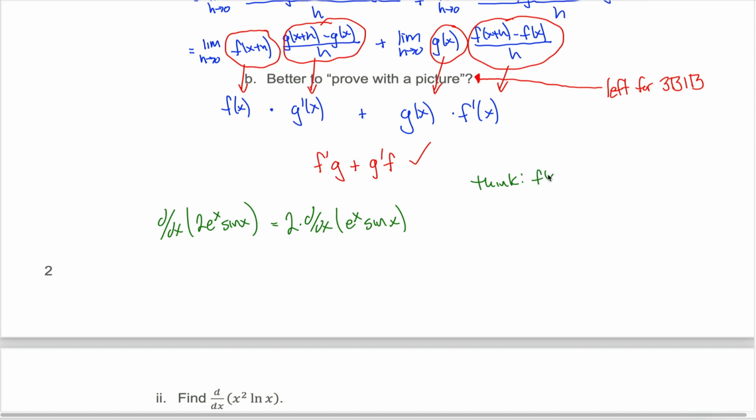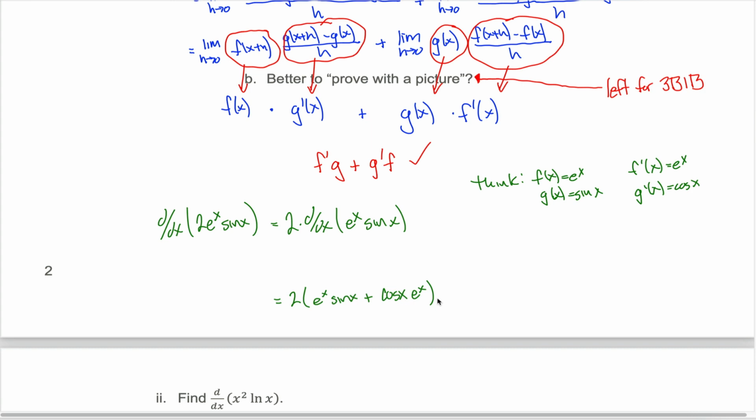Now, if we think about f of x as the first function e to the x and g of x as the second function sine of x, and recognize that f prime of x is e to the x and g prime of x is cosine of x, we have all the pieces that we need to use our product rule, because our product rule tells us that the derivative of a product is the derivative of the first thing, f prime of x, which is this e to the x, times the second thing, which is sine of x, plus the derivative of the second thing, which is g prime of x, which is cosine of x, times the first thing, which is this e to the x power.